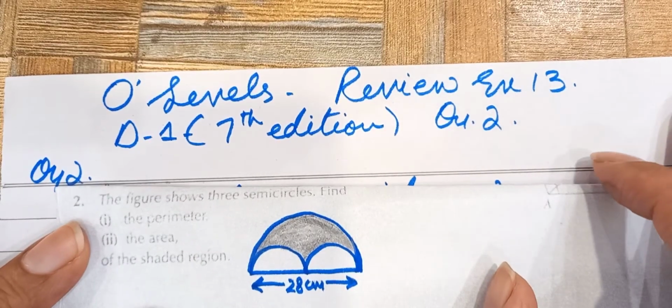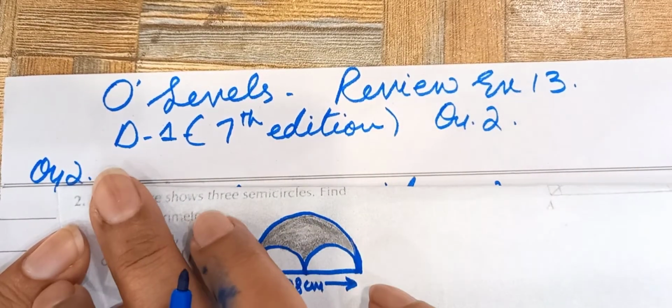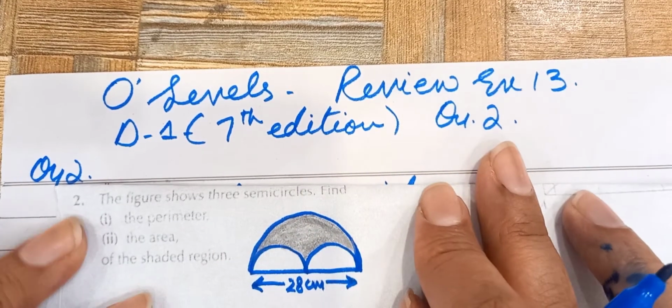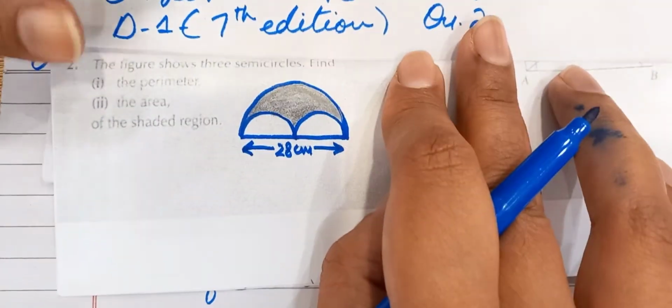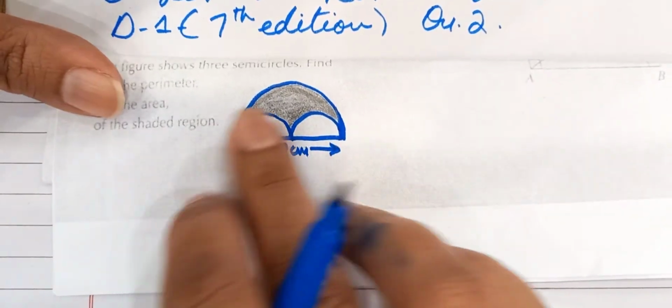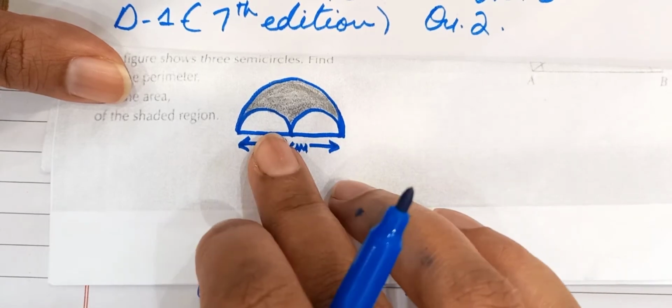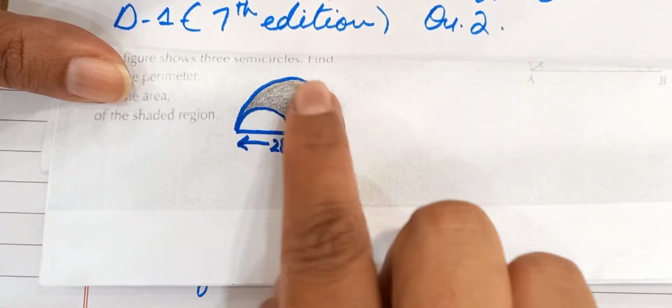O Levels Maths Review Exercise 13 D1, 7th edition. We shall try to cover question number 2 in this video. Question number 2 is about finding the area of this shaded region of this shape, and the area and perimeter of this shaded region.